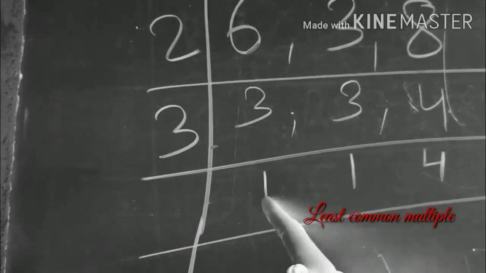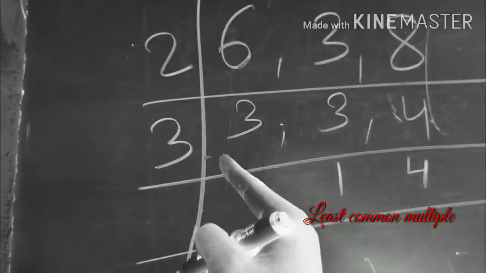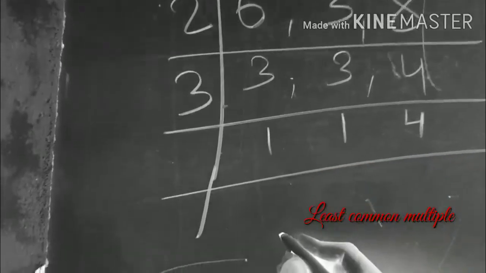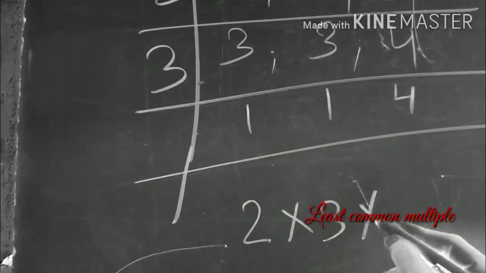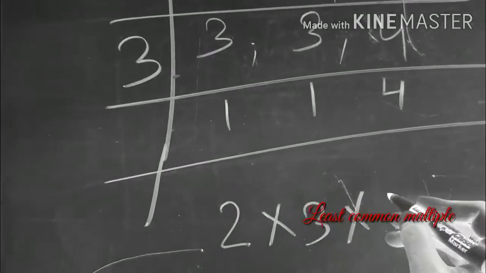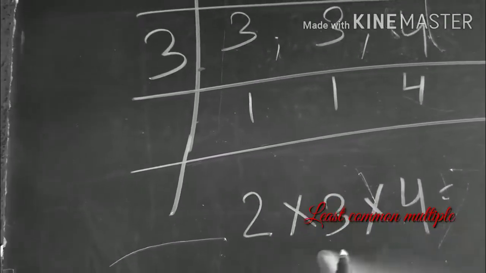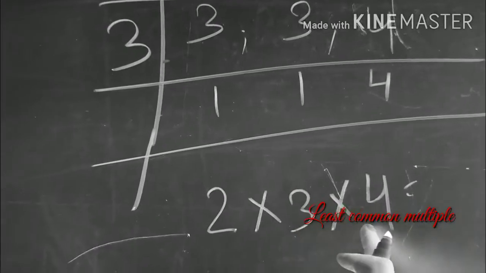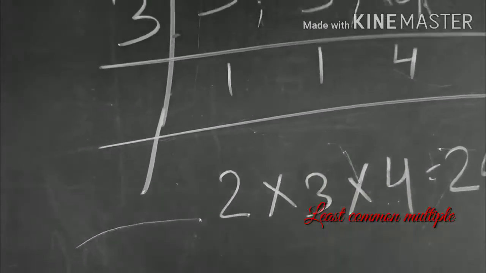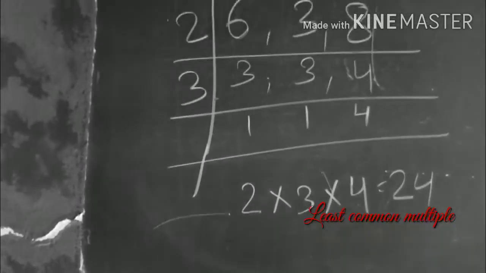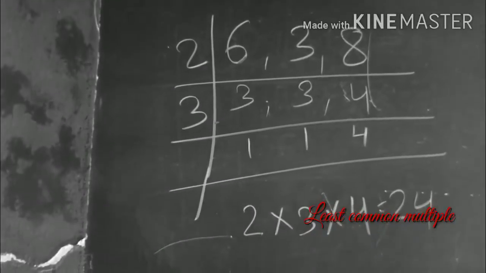The remaining are 1, 1, 4, so we have to put them as multiples. Now 2 times 3 times 1 times 1 times 4. So 3 times 2 is 6, and 6 times 4 is 24. Our final answer is 24. LCM is 24.